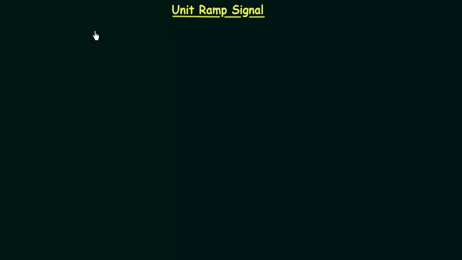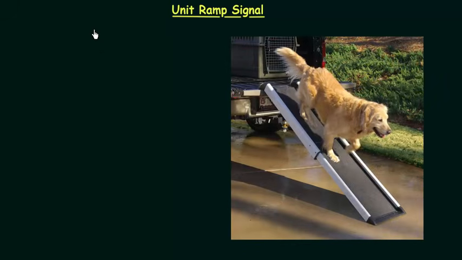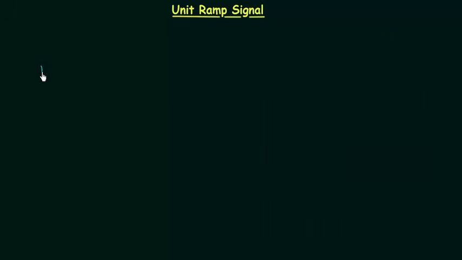Most of you must have seen a ramp in your real life, and in this lecture we will study a type of signal whose waveform looks like a ramp, and because of this reason we call this signal the unit ramp signal. A unit ramp signal is represented by r(t), and it is equal to 0 when time t is less than 0, and it is equal to t when time t is greater than or equal to 0.